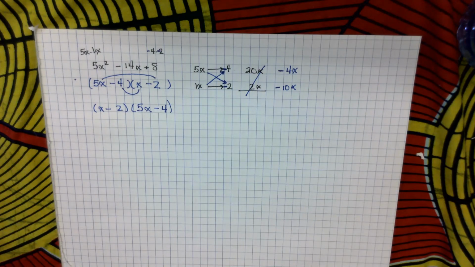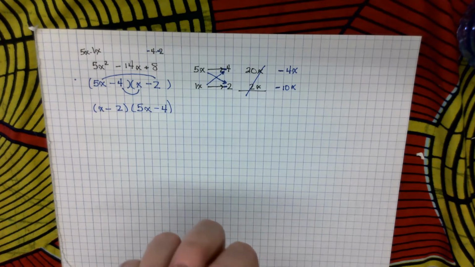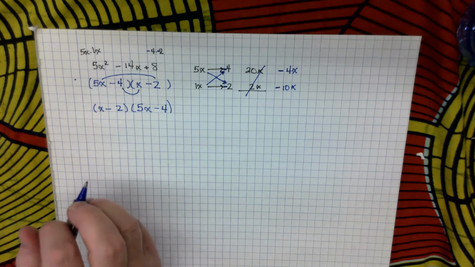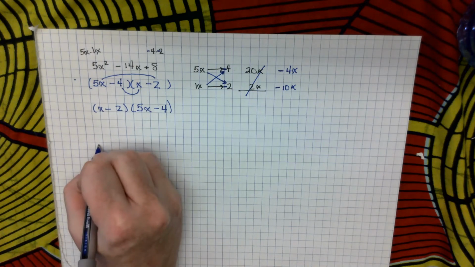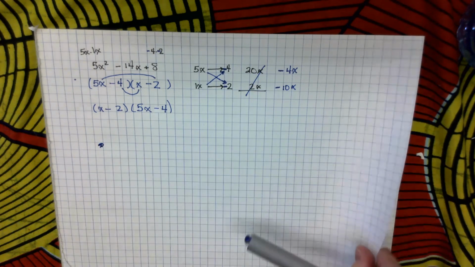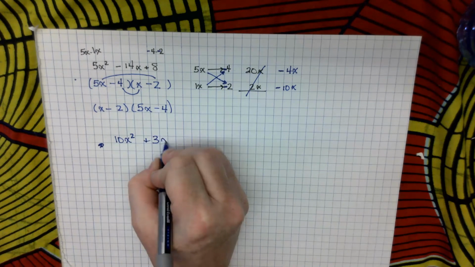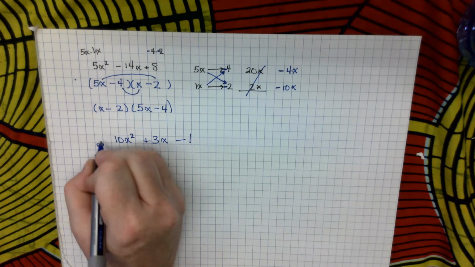I think lastly, I just want to do one where you might have to do the crisscross pattern more than once. So let me try another one from your paper. Let's try G. So we have 10x squared plus 3x minus 1. So this was G on your paper.